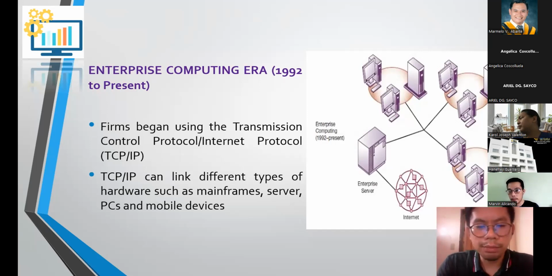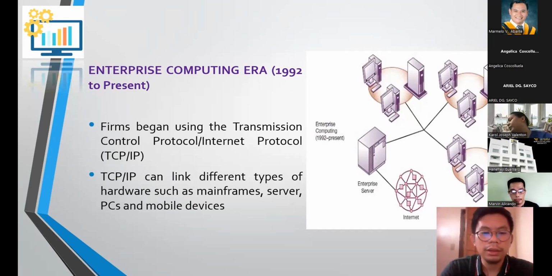So enterprise computing has the capability to link enterprise-wide networks between computer hardware, including mainframes, servers, PCs, and mobile devices, and it includes public infrastructure such as the telephone system, the internet, and public network services.